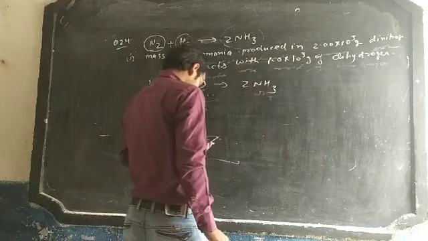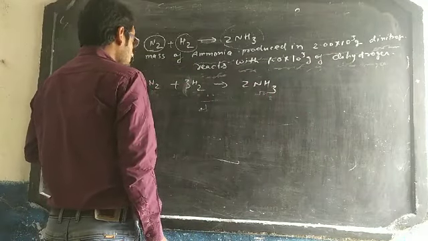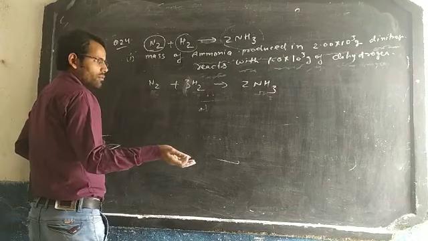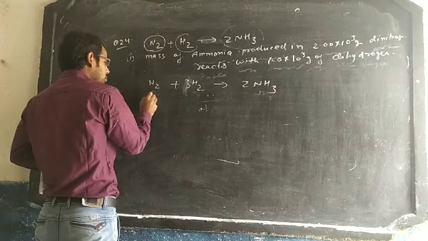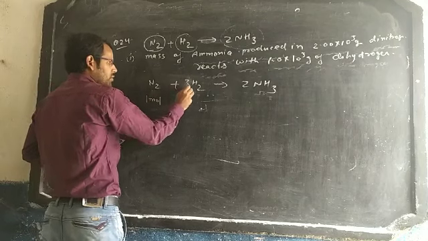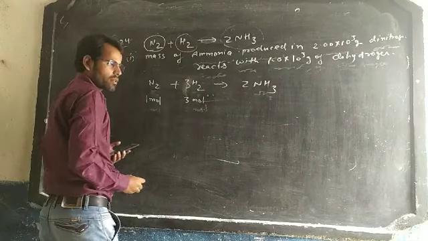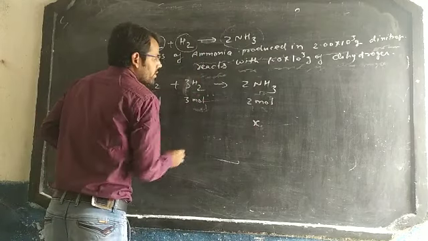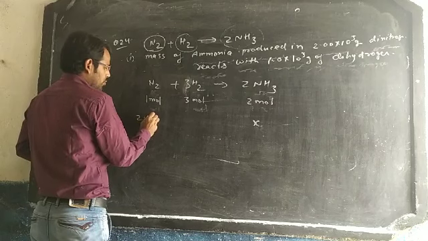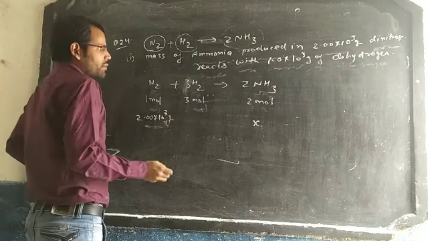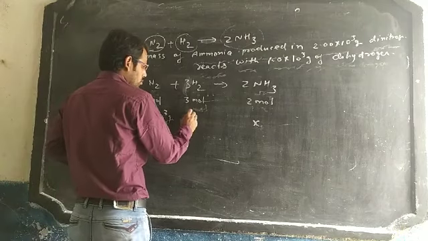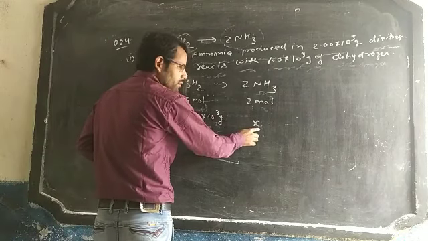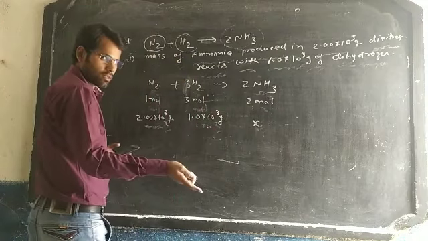The masses are given as 2.00 into 10 to the power 3 gram and 1.0 into 10 to the power 3 gram. What will be the mass of the ammonia? You can solve it easily. Initial moles are 1 mole of N2, 3 mole of H2, and 2 mole of NH3. Find X. The grams are converted into moles.